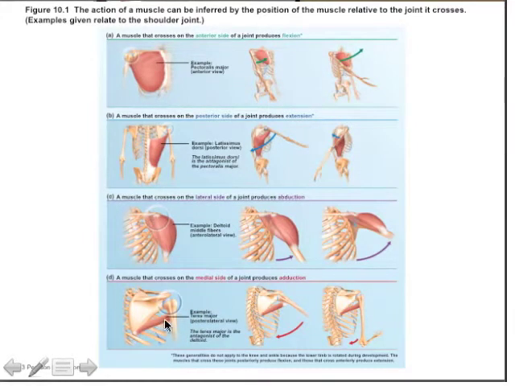A muscle that runs on the medial side of the joint can produce adduction. This is the teres major, and it runs from the lateral border of the scapula to the humerus, and when it contracts, it is an adductor muscle. Okay, so you see here some different muscle actions depending on, again, where they're attached to the skeleton.